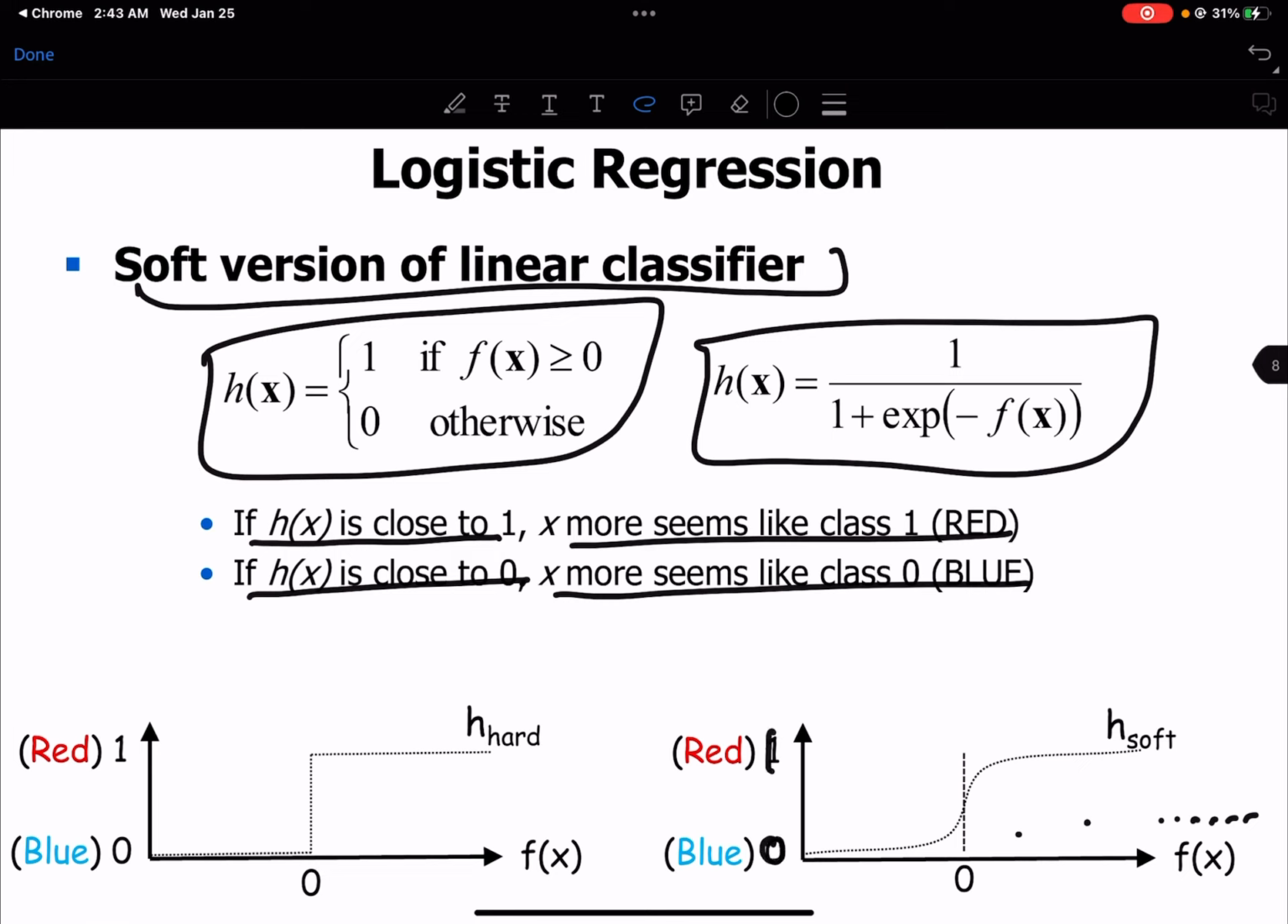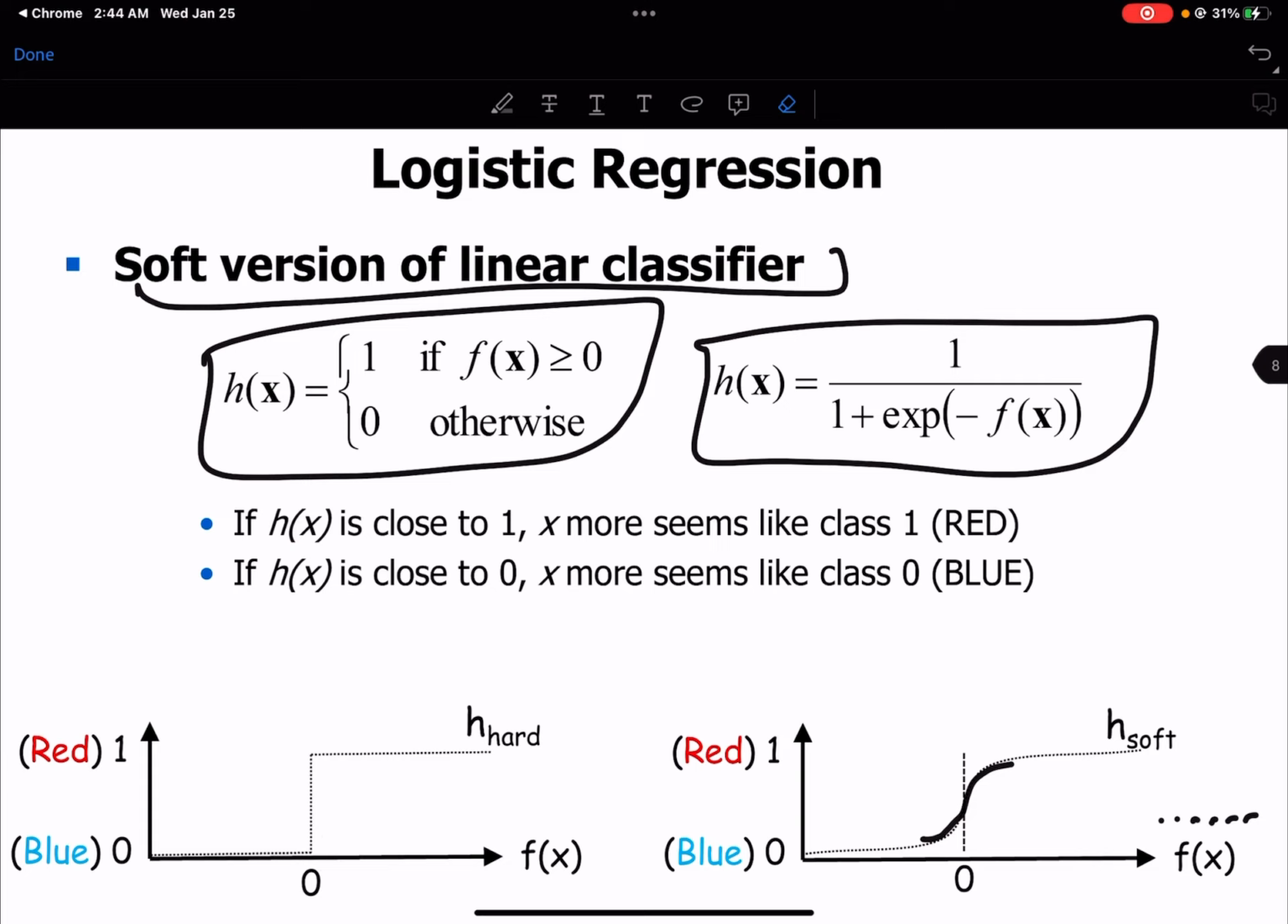0 and 1, blue, red. So this is how we define it, and this is a softer boundary. You don't have a clean break here like this. It is a softer boundary. So logistic regression has a curve like this. And it is preferred because it has a solution.